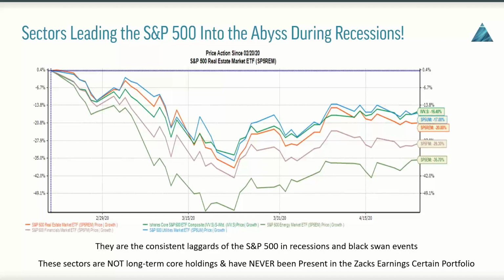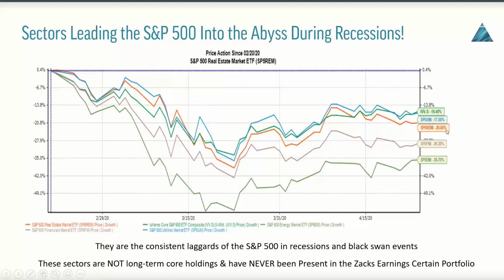So these particular sectors are the consistent laggards of the S&P 500 during recessions and black swan events and most large corrections. So we've got the IVV up here, which is the S&P 500 ETF. The utilities is kind of hit and miss. You can see that it was just a slight underperformer. But then when you start going down to real estate, and from this particular time frame, it was a February 20th time frame to roughly the end of April or so.